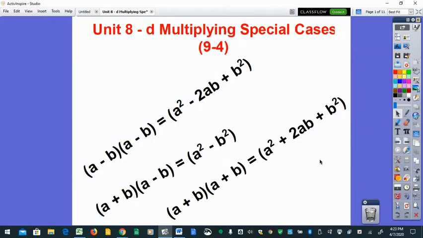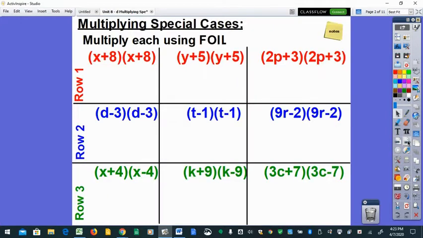Take the idea of foiling, of multiplying binomials, and realize that there are a couple of what I like to call special cases. So let's take a look. I'm going to start by showing you this slide, and I'm going to ask you to stop the video and FOIL row 1, and then FOIL row 2, and FOIL row 3. So multiply the binomial times the binomial and fill in this chart. You can just do it on paper.